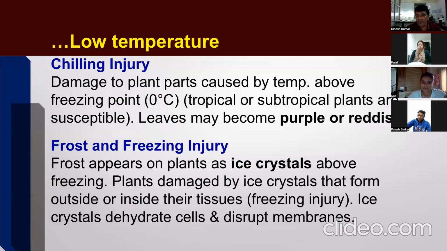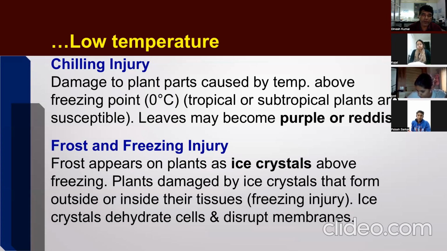Frost and freezing injury. Frost appears on plants as ice crystals. Frost, you might be knowing, appears as ice crystals on the surfaces. Plants are damaged by ice crystals that form outside or inside their tissues. So these ice crystals can form outside the plant, or inside the cells also. Then this is called freezing injury.